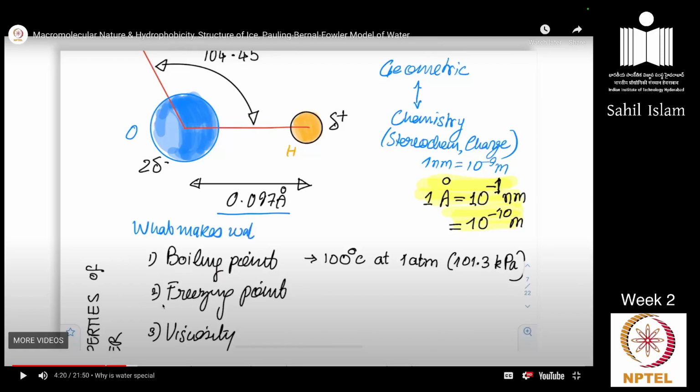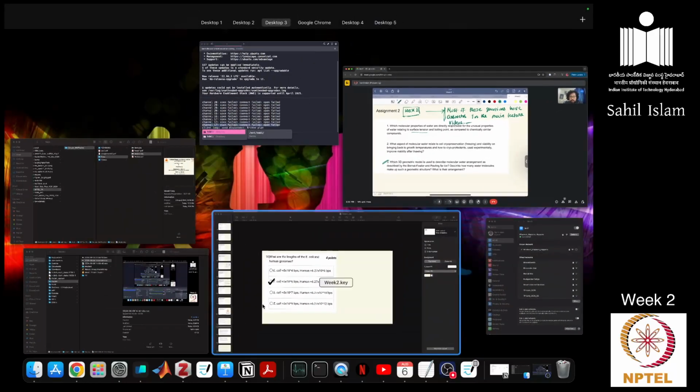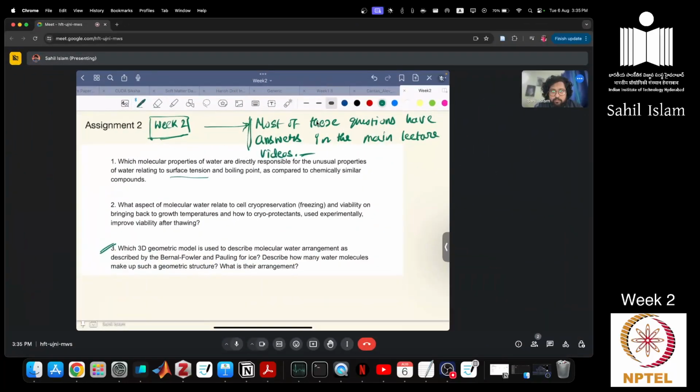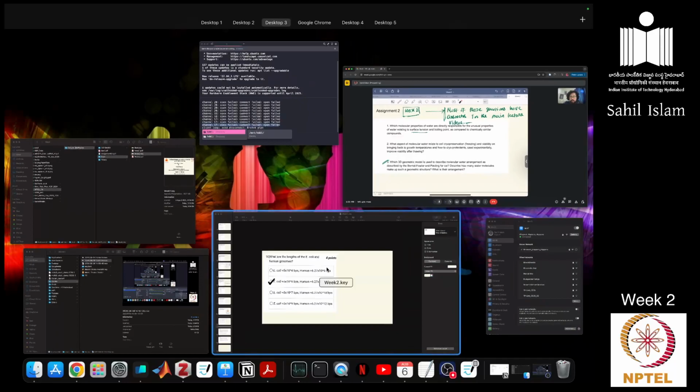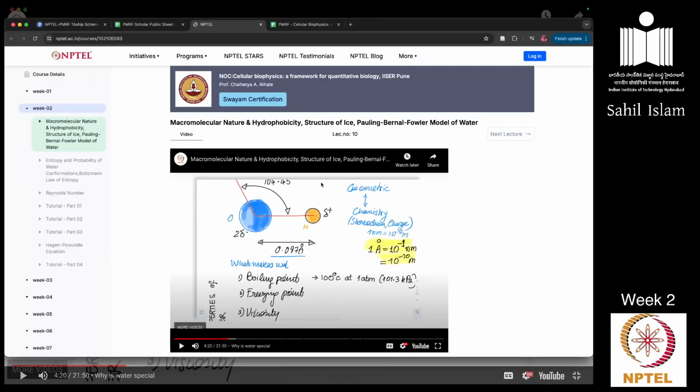What property of water is directly responsible for unusual properties of water relating to surface tension and boiling point? So the first question is, which of the molecular properties of water are directly responsible for unusual properties of water relating to surface tension and boiling point as compared to chemically similar compounds? So the surface tension and boiling point related answers you will get here.